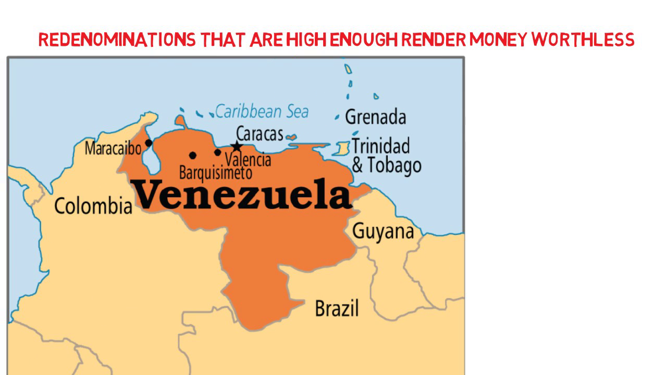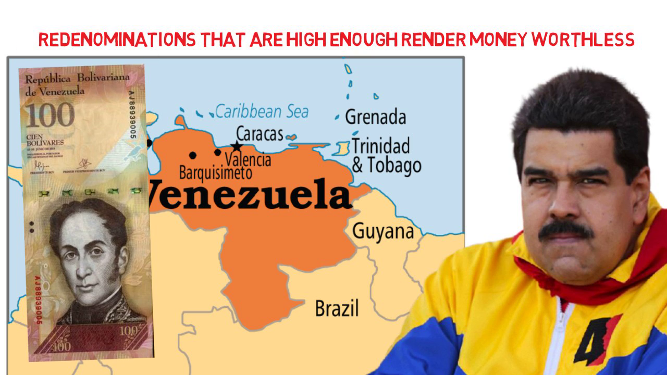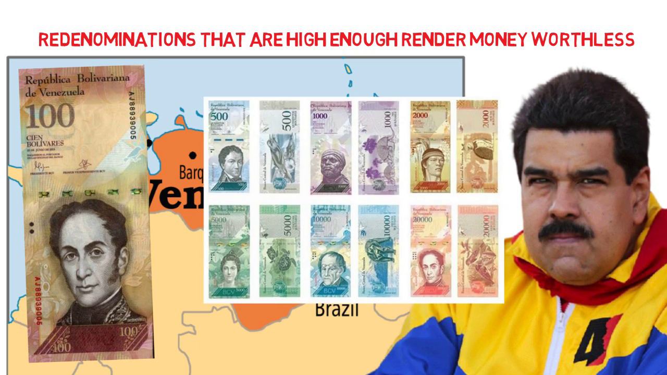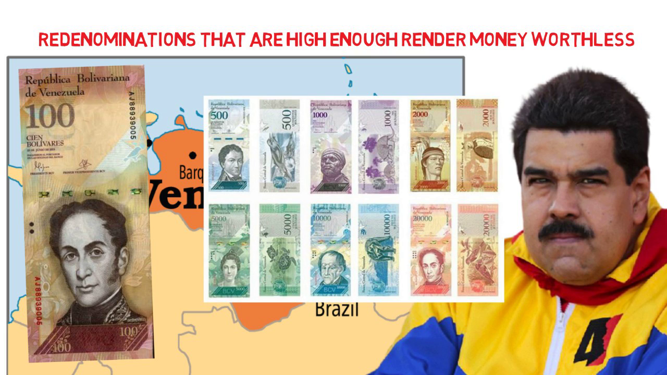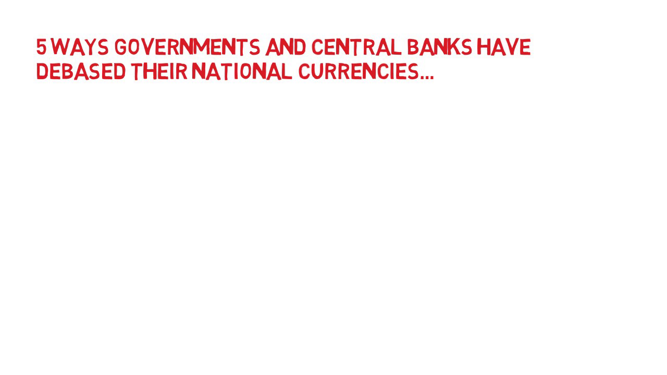This has occurred many times throughout history, and most recently in Venezuela when President Maduro removed the legal tender status of the 100 Bolivar note overnight. Shortly thereafter, the government issued 6 new high denomination notes, which will inevitably reach their intrinsic value of 0 very soon. Throughout history, these have been the 5 ways governments and central banks have debased their national currencies.